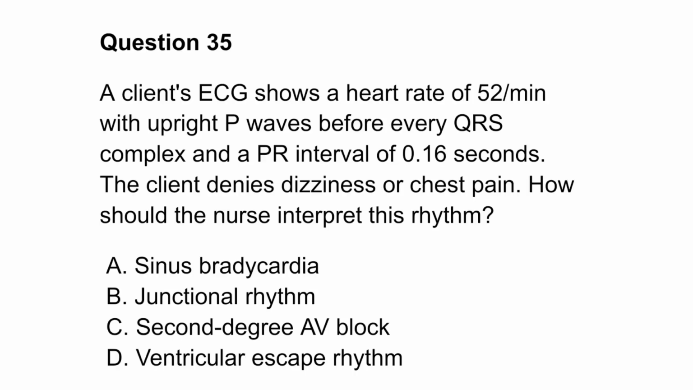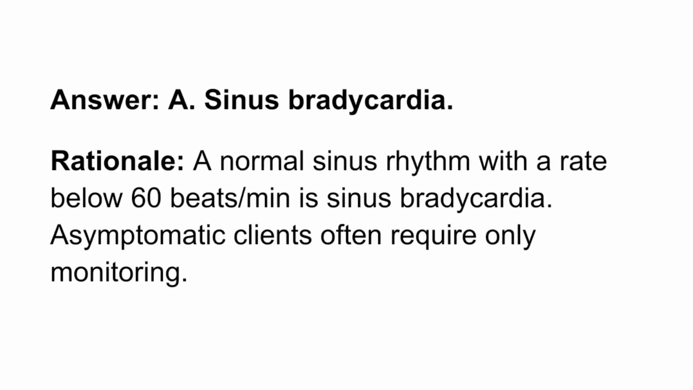Question 35. A client's ECG shows a heart rate of 52 per minute with upright P waves before every QRS complex and a PR interval of 0.16 seconds. The client denies dizziness or chest pain. How should the nurse interpret this rhythm? A. Sinus bradycardia. B. Junctional rhythm. C. Second-degree AV block. D. Ventricular escape rhythm. Answer: A. Sinus bradycardia. Rationale: A normal sinus rhythm with a rate below 60 beats/min is sinus bradycardia. Asymptomatic clients often require only monitoring.